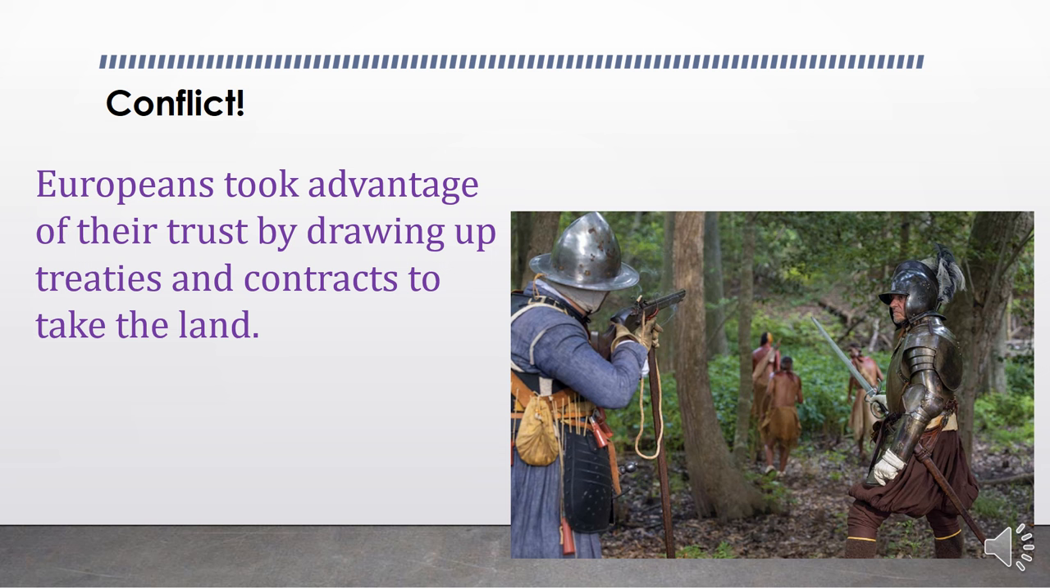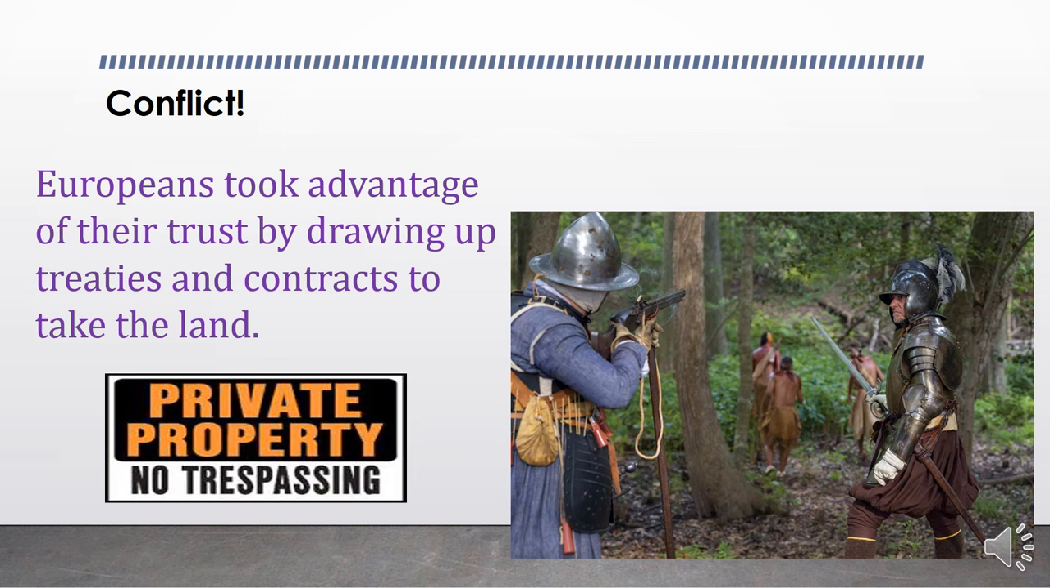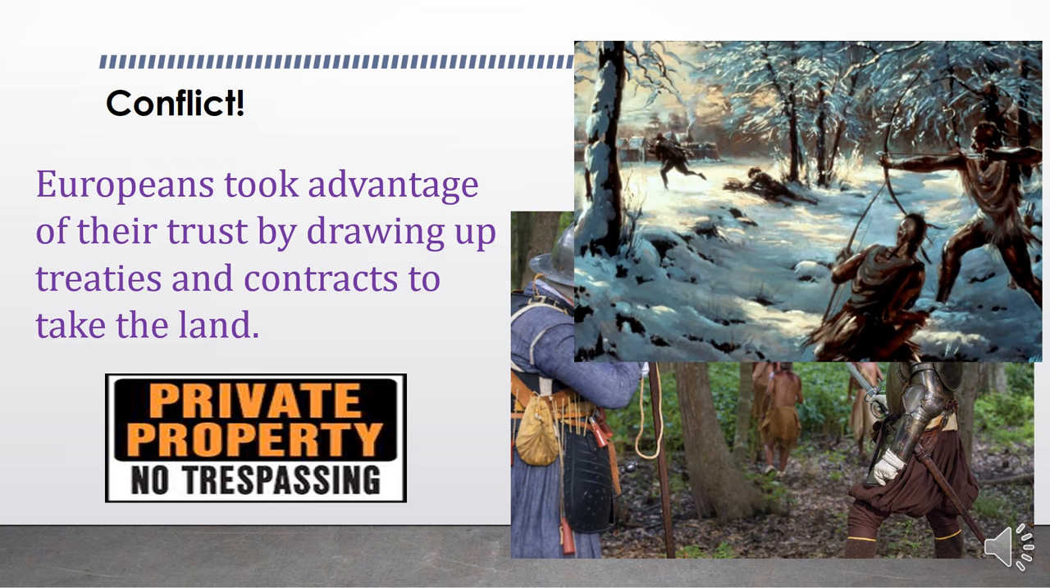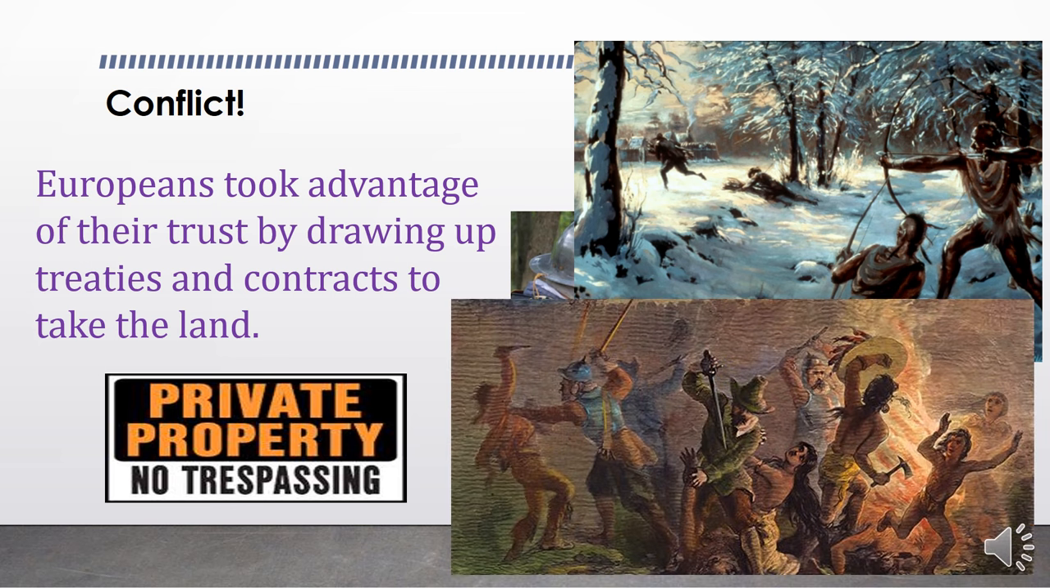These contracts were meant to take the land away from the Native Americans, and because of misunderstanding and language differences, the Native Americans willingly agree. This is all based on the idea that Europeans own land and do not share land. And a lot of conflict becomes evident between both groups of people, and you can see a lot of turmoil, a lot of trouble.